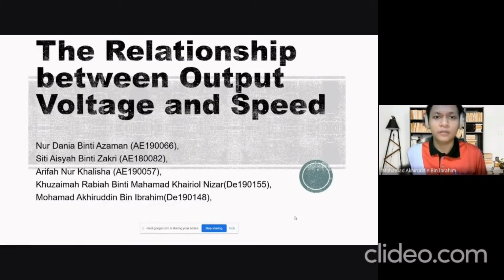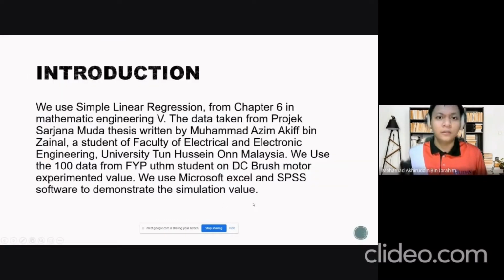My name is Muhammad Ibrahim, DE1008, and our group has chosen the title of the relationship between output voltage and speed. In this assignment project, we use simple linear regression from chapter C. The data is taken from the Projek Sarjana Muda written by Muhammad bin Zainal, a student of FEE, University of Malaysia. We use the 100 data from a FYP education student on a DC brush motor for the experimental value. For the simulation, we use Microsoft Excel and SPSS software to demonstrate the simulated value.